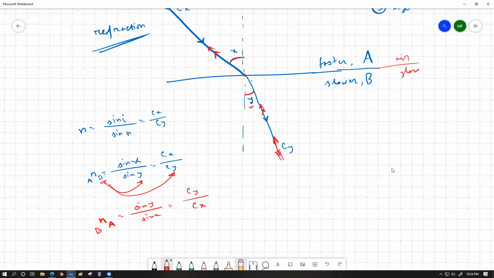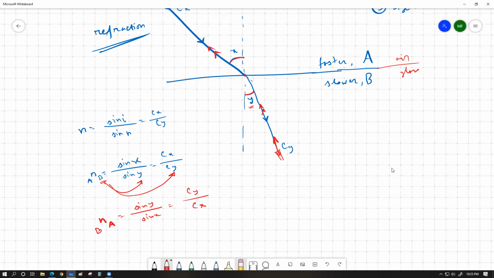So if this was air and this was glass, if you're trying to measure the refractive index of glass, then this is going to be sine X by sine Y and Cx by Cy. If we on the other hand want to measure the refractive index of air with respect to glass, in which case the light is considered to travel from within the glass into the air medium, then we should write the same formula as sine Y divided by sine X.